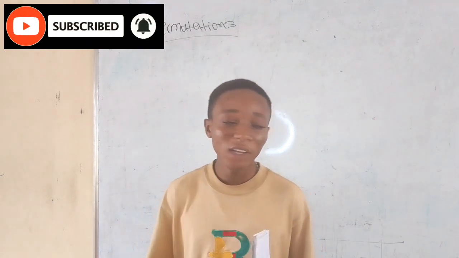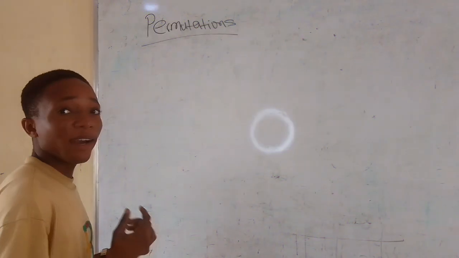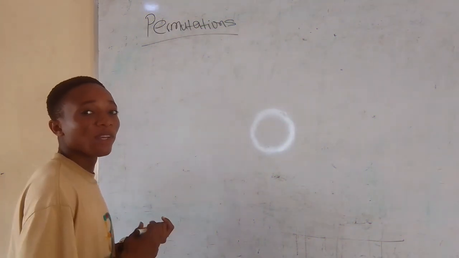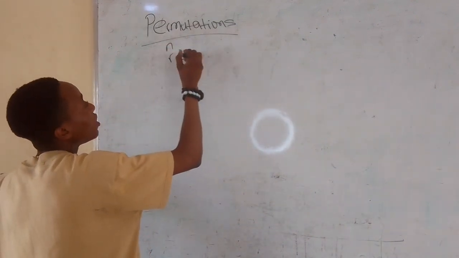Without any hesitation, let's move on to the question. The first question: in how many different orders can 8 players sit on the basketball bench? So there are 8 players looking to sit on 8 seats. So here our n and our r will be equal to 8.